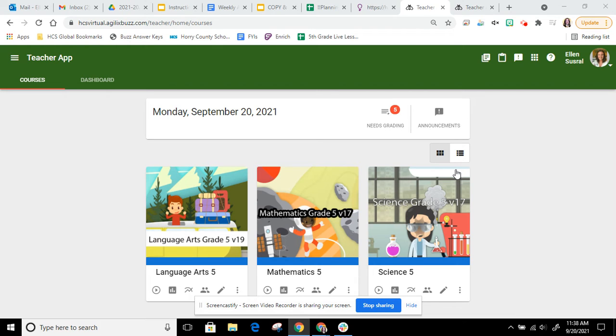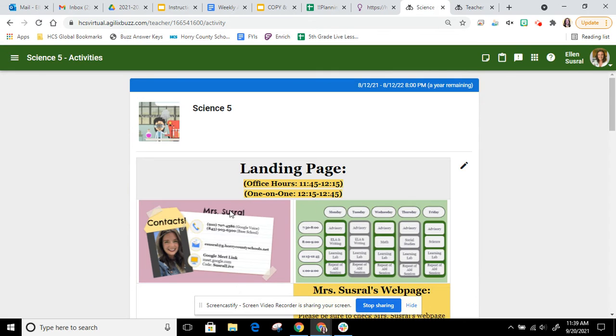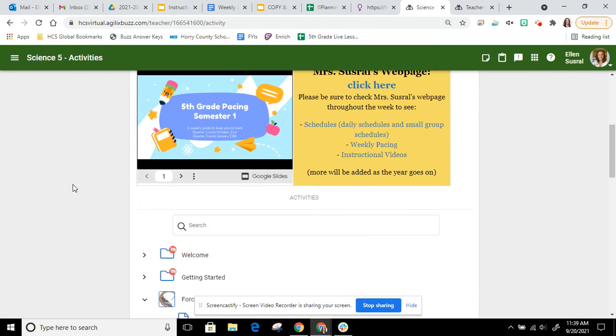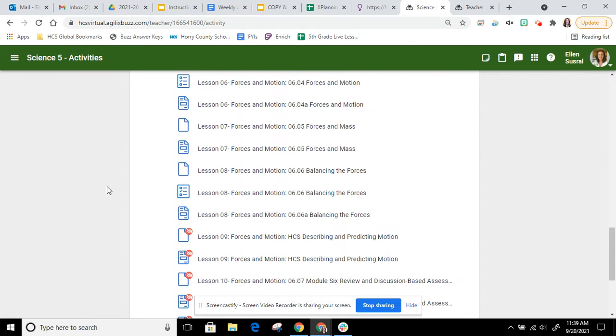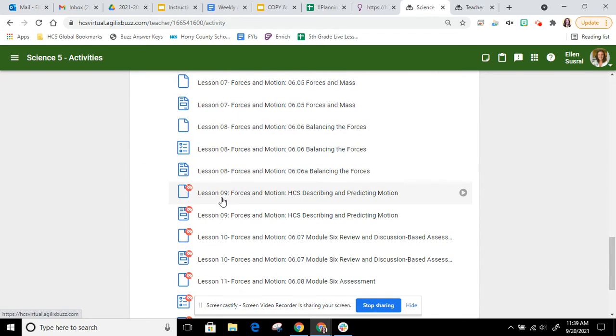Hey boys and girls, I'm going to go ahead and go over where you can find your assignment for Science Lesson 9, Describing and Predicting Motion. You're going to go to your science course, and we are still working in our first module, which is titled Forces in Motion. And we're looking at Lesson 9, Forces in Motion, HCS, Describing and Predicting Motion.